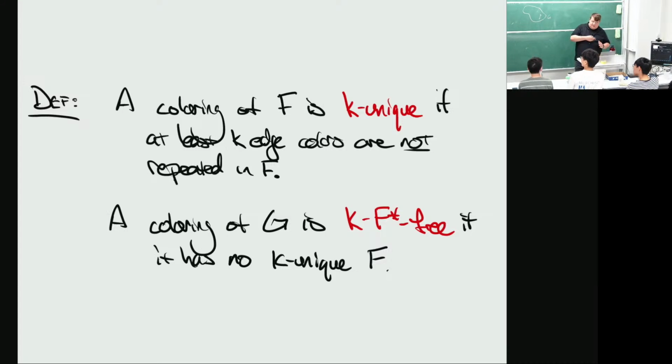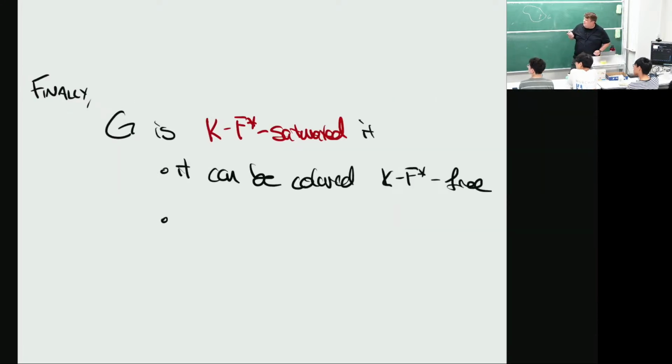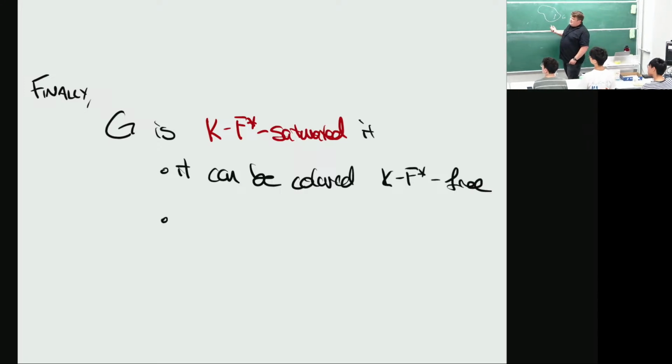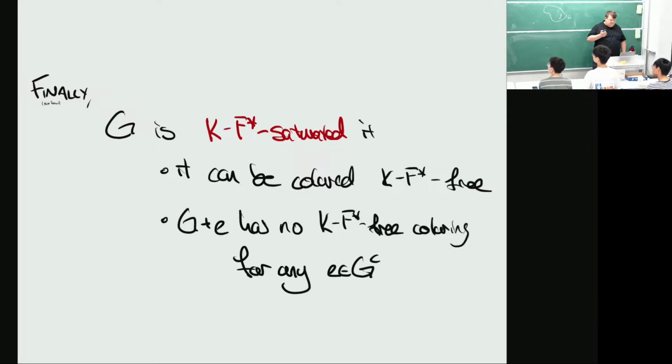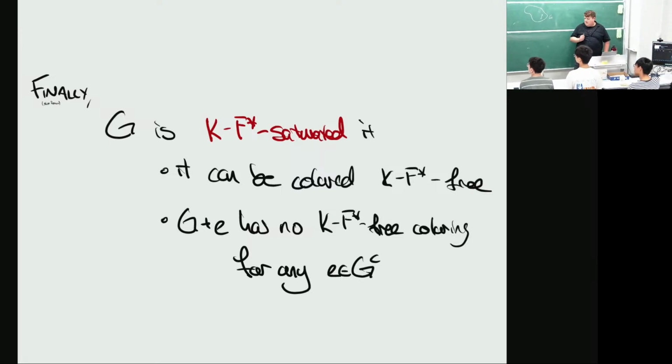Okay, so again, same thing we did with rainbow. First we define what it means to be F-free. What's going to be next? We must define F-saturated. And it's exactly what you think it should be. It's K-F-saturated if it can be colored in a K-F-free way, but when you add an edge, you can't do it anymore. If you thought saturation was non-monotone, this thing is out of control.